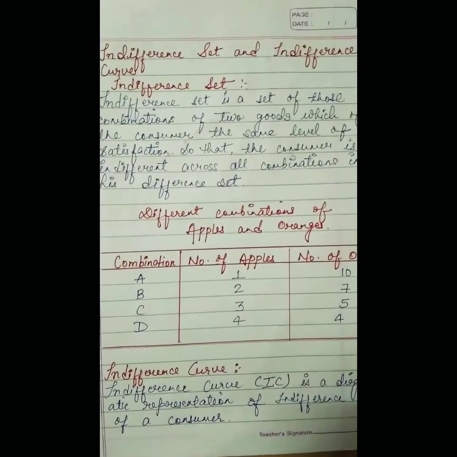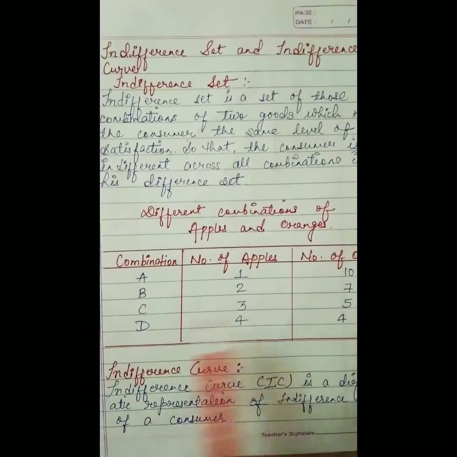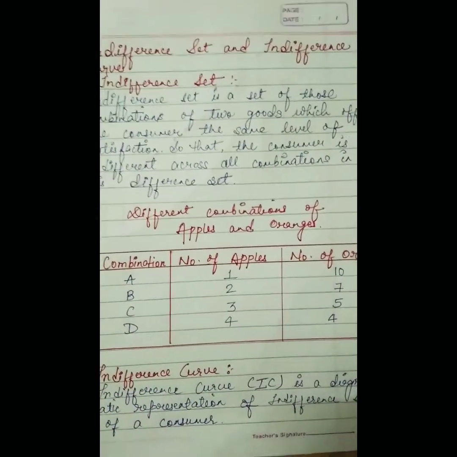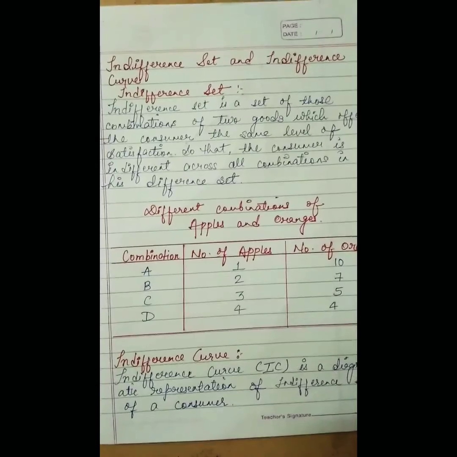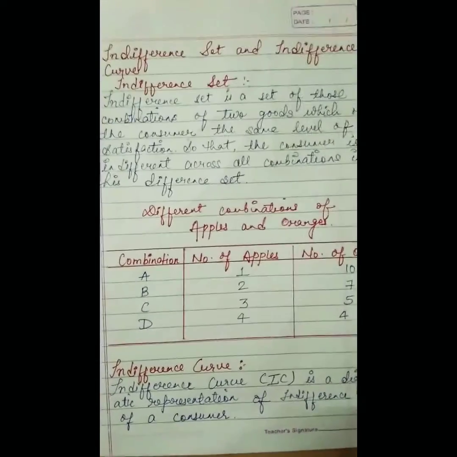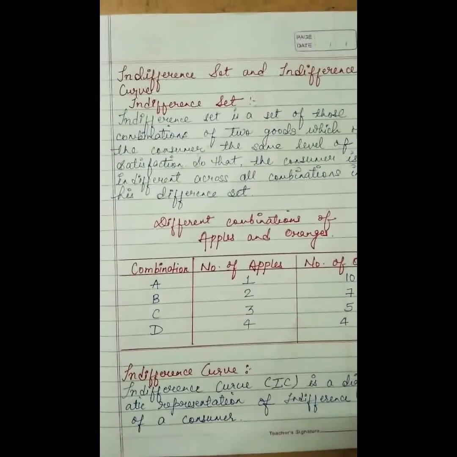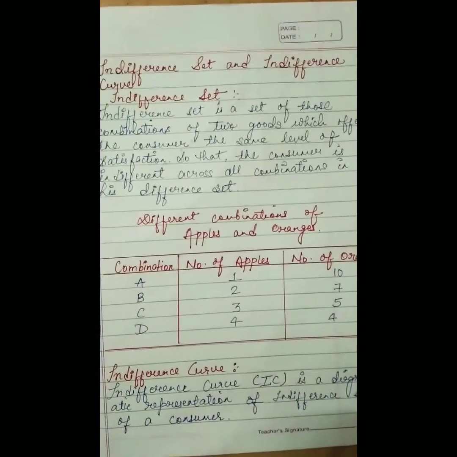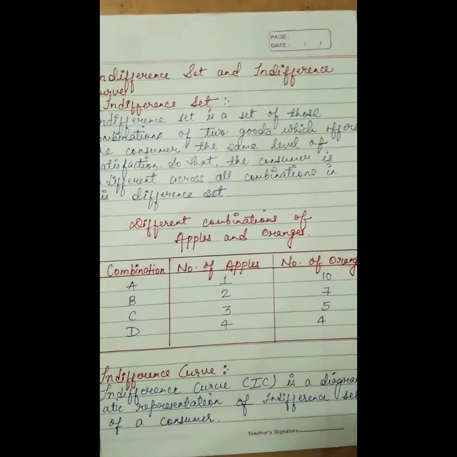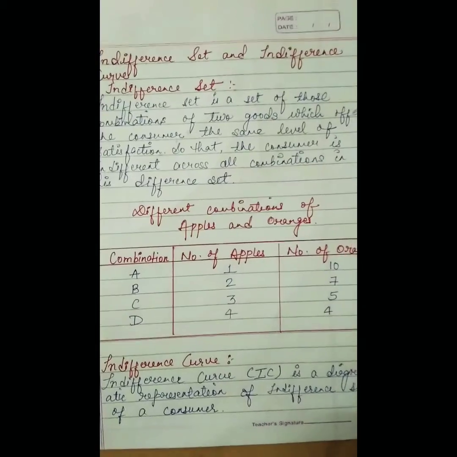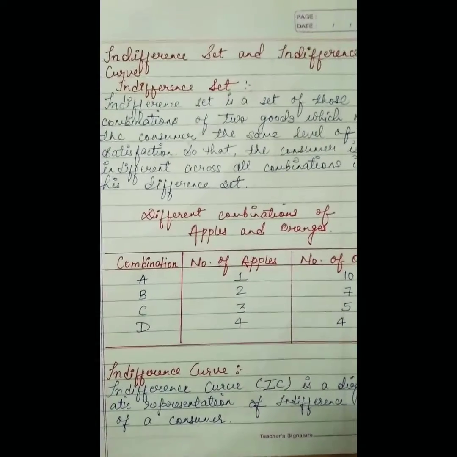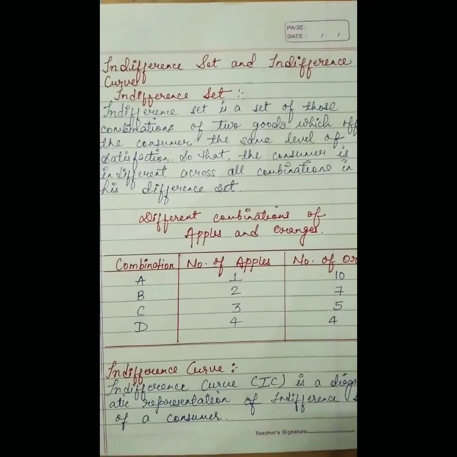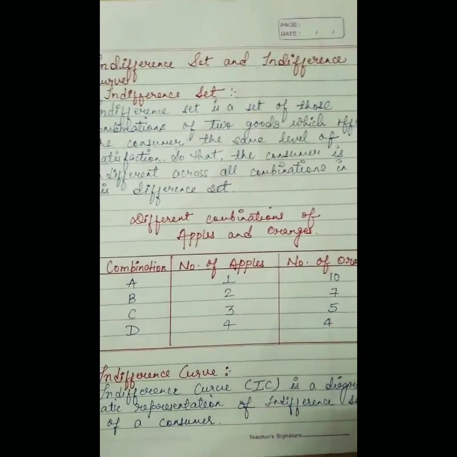That means the consumer is attaining the same level of satisfaction at all different combinations by purchasing both goods, which are substitutes for each other. So hopefully you have understood what I want to say: in this set there are two goods, they are substitutes for each other, and at different combinations the consumer gets the same level of satisfaction, which is indifferent across all the combinations in his set.